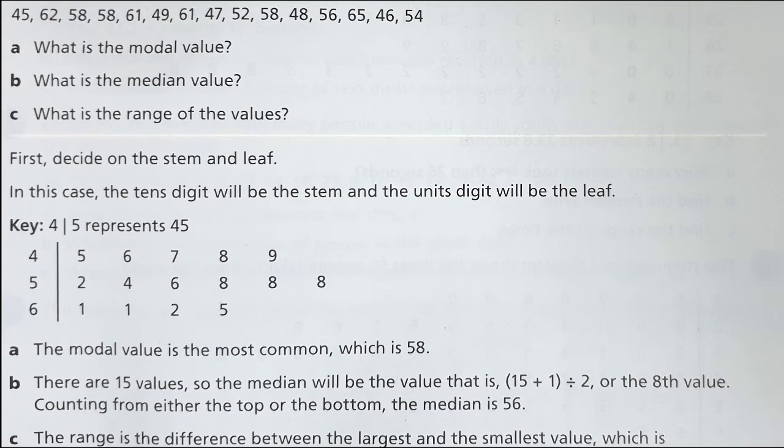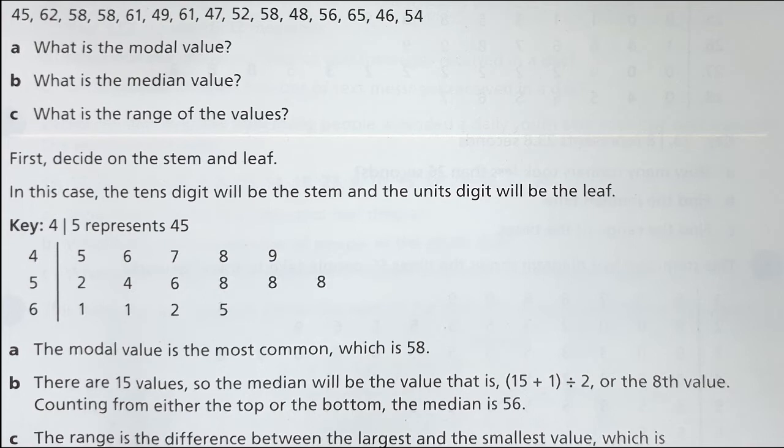Then the next one, the median. For the median, there are 15 values. 15 divided by 2 is 7.5. So we get the 8th value as the median. When you count the 8th value from the top, it will give us the 6, which will be 56. So the median value is 56.